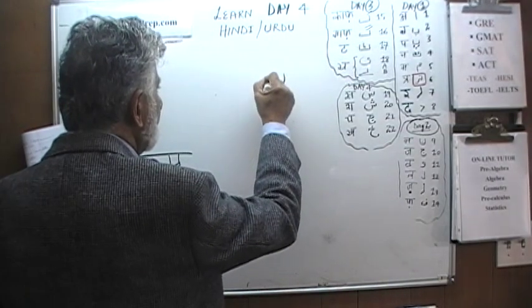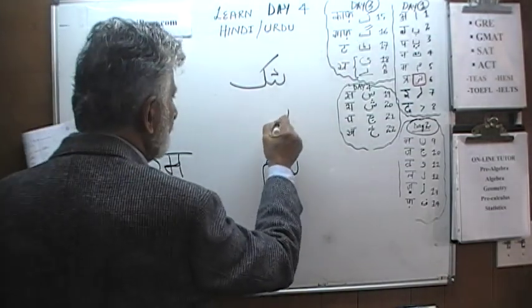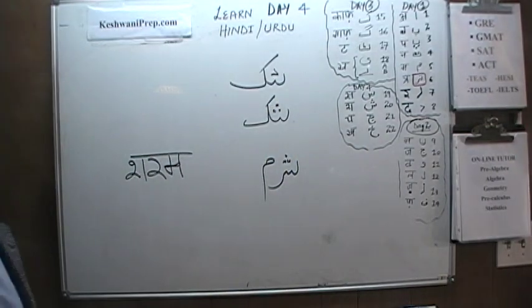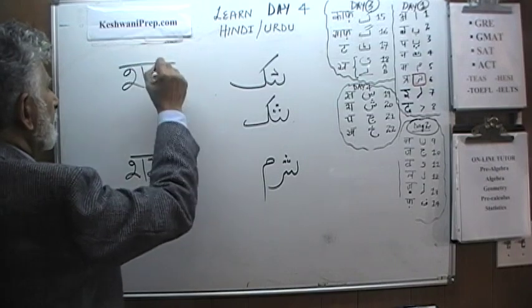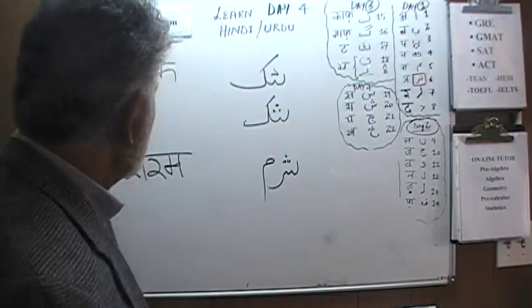Where's the next one? Sure. And then ko. Oh, it happened again, you see? Sure and then ko. Shak. What's the shak? Shak is a doubt. Aapko shak ho raha hai mujh pe. You are doubting me. Shak. Doubt. Here's the next one.